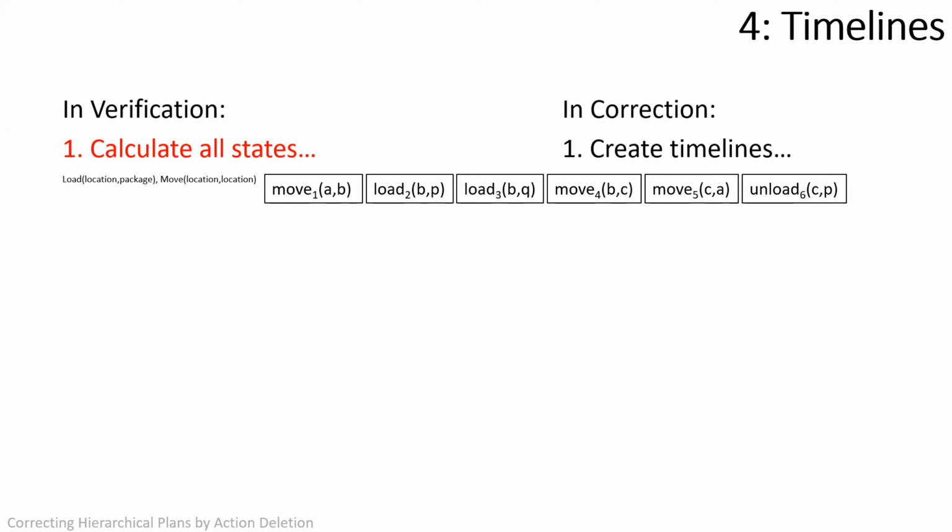For example, if you delete the first move action, then the truck is no longer going to be at position B for all the following actions. It's going to be at position A. So obviously that's different. Now we could calculate all the possible states, but that would be a huge list. So we came up with a different solution.